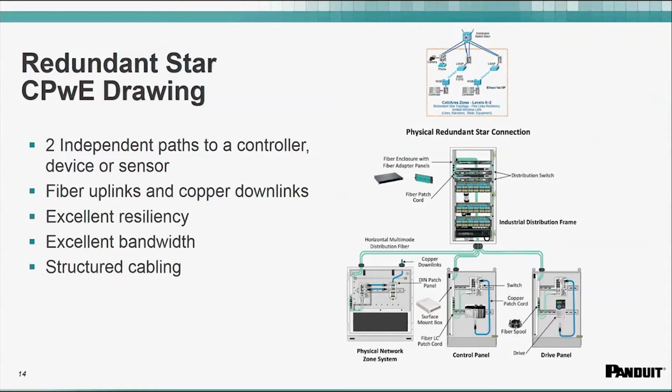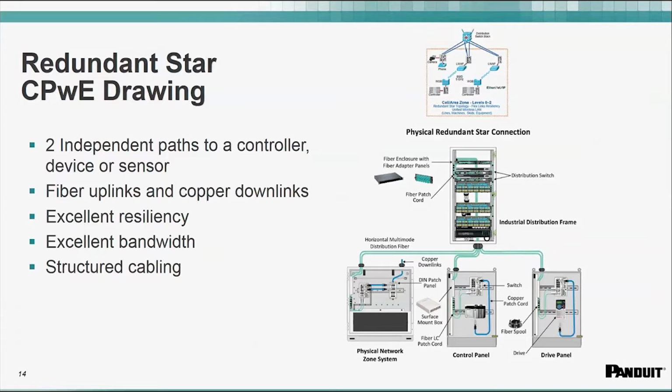In the next 3 slides, I will be discussing the mapping of logical network topology to the physical deployment based on the redundant star, ring, and linear network topologies. This graphic depicts the building blocks like the industrial distribution frame, IDF, and network zone systems, NZS, along with the cabling and connectivity. It's a physical reference architecture of the logical network and can be used as a basis for a design. This reference architecture is for a redundant star designed with 2 paths of connectivity.